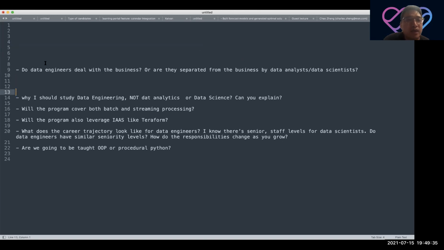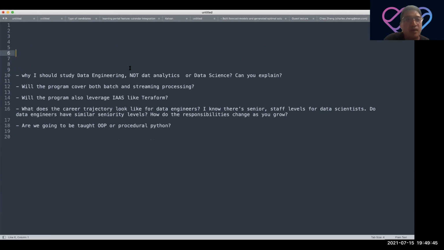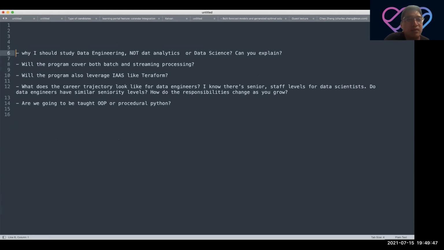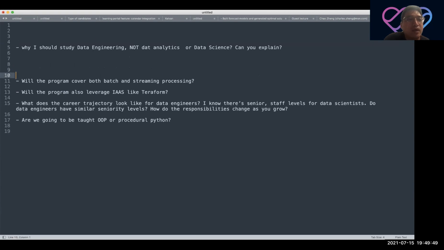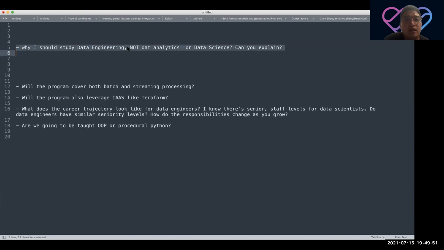Next question, do data engineers deal with the business? I think this has been addressed, or are they separated from the business? I think we've addressed this question, so in the interest of time, we will move on to the next one. Why should I study data engineering, not data analytics or data science? Can you explain?